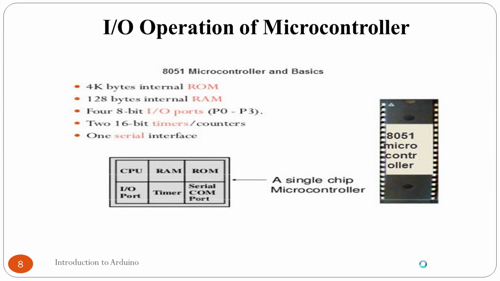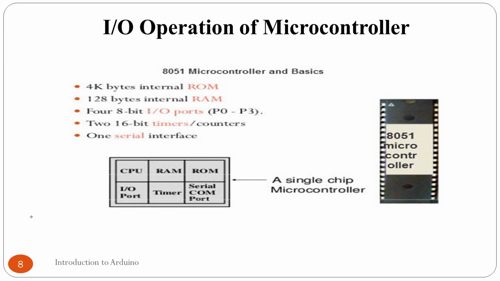Now the first thing is the IO operation of a microcontroller. IO stands for input output operation. What is meant by input output operation? Here I am taking one example of the 8051 microcontroller, which is in the syllabus of third year of engineering in Mumbai University. The 8051 microcontroller basically has 40 pins, and out of these 40 pins we can use 32 pins as input output pins.